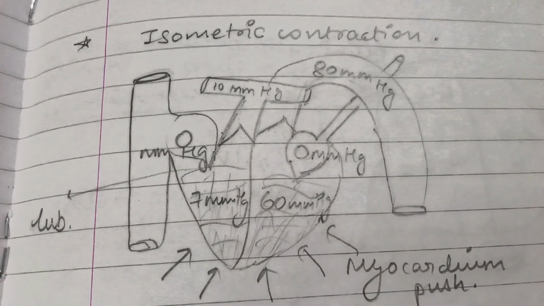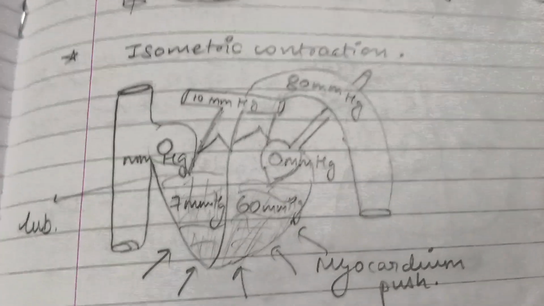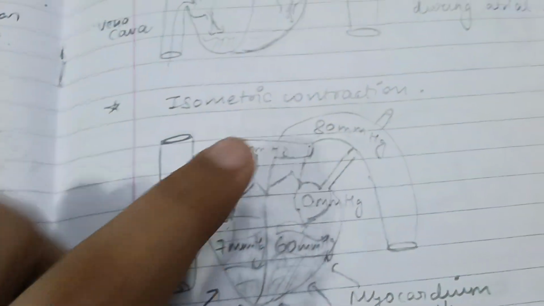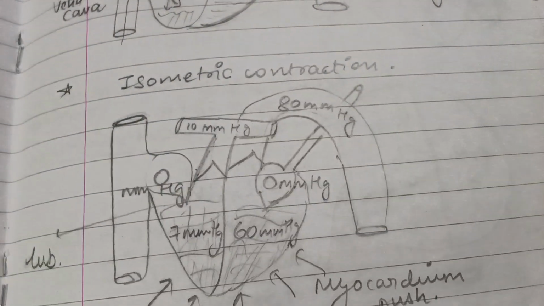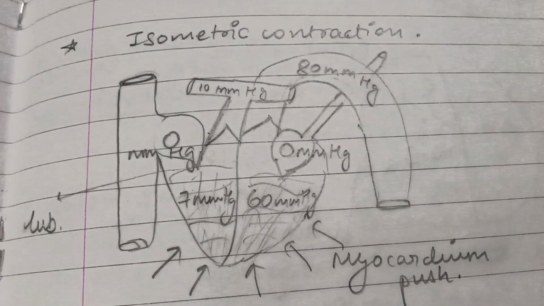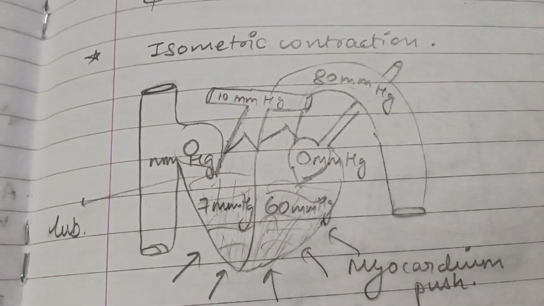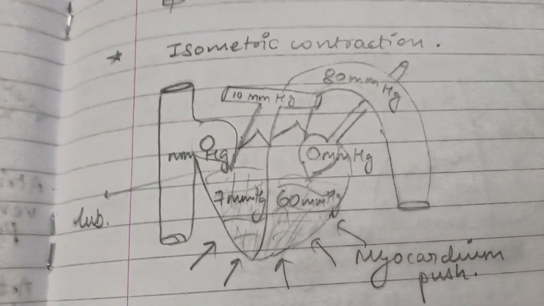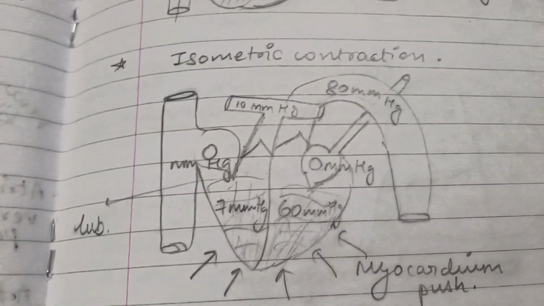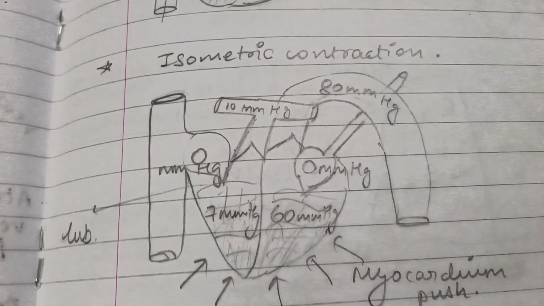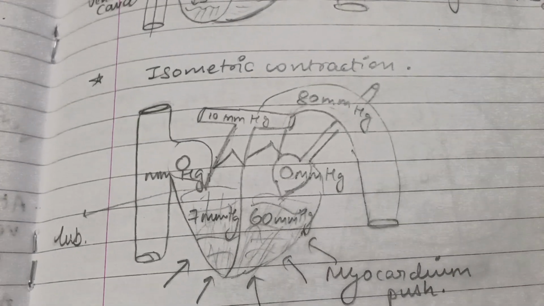And one more thing you'll notice here, the blood is not going into this and the blood is not going into this, but the pressure is increasing. The pressure is increasing, but not to such an extent that it will become greater than the pressure in arteries. So this is just increasing pressure, but volume is not changing, so it's isovolumetric contraction.